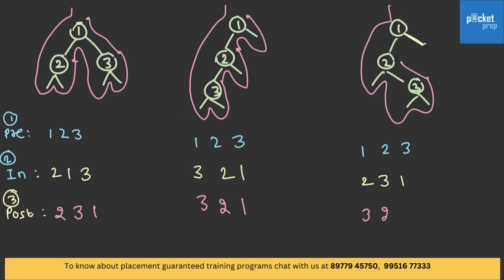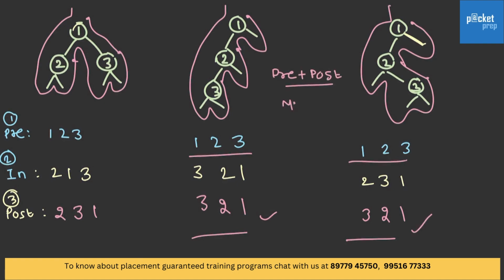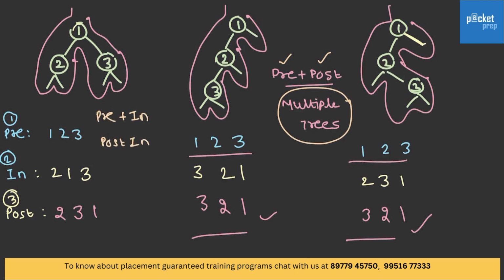3, 2, 1. If we just observe, take these two trees, both of them are having the same pre-order traversal and the same post-order traversal as well. That means with pre and post, you can have multiple trees. If they have given out pre-order traversal and post-order traversal, many trees or multiple trees can be possible from it. If they have given pre plus in or post plus in, you will get a unique tree.